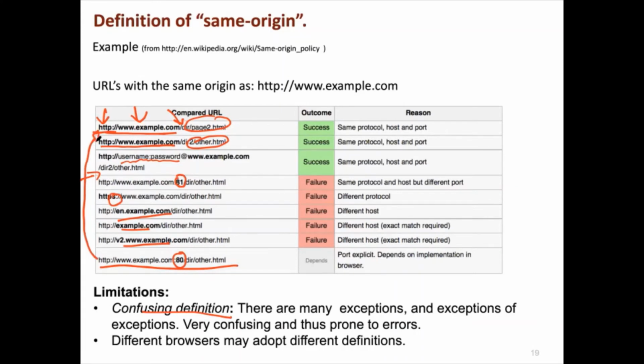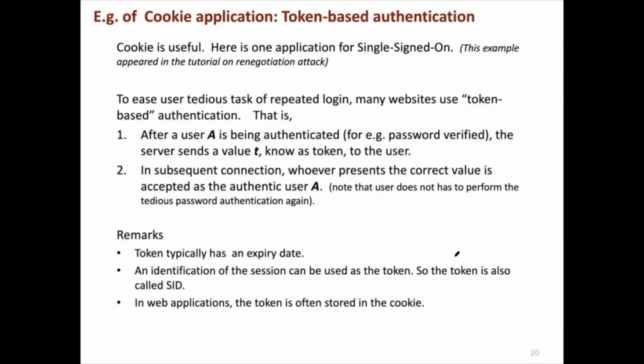So the cookies are very useful. This is one example of how cookies can be used. In fact, we have done this in our renegotiation attacks. Cookies are useful for so-called single sign-on. So let's use this as an example.